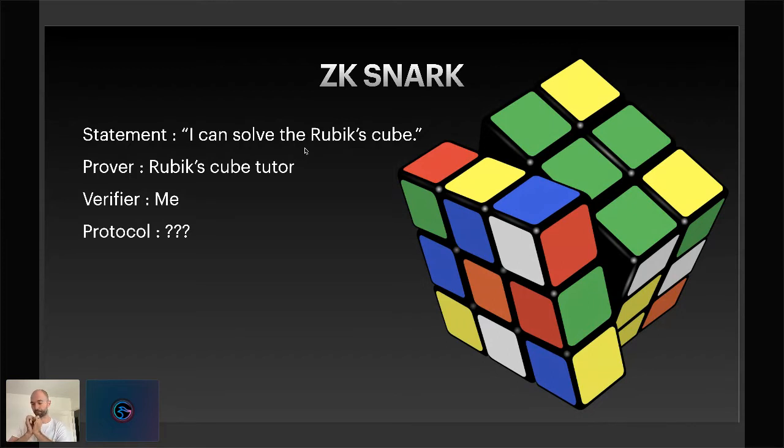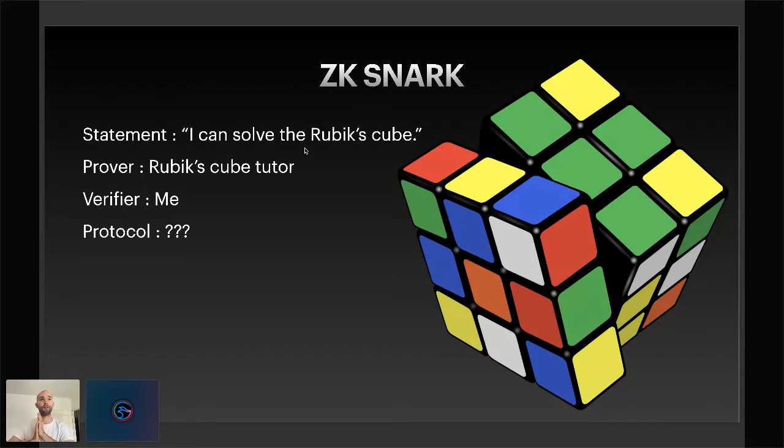Here's the new protocol. I start by shuffling my cube and taking pictures of all 6 sides of my cube. And I post those pictures in my ad as a challenge. And I say, here's the challenge. You must put your cube into this exact configuration. If you can send me a picture of your cube that's in this exact configuration, then I will pay you $100 to teach me how to solve the cube, right?